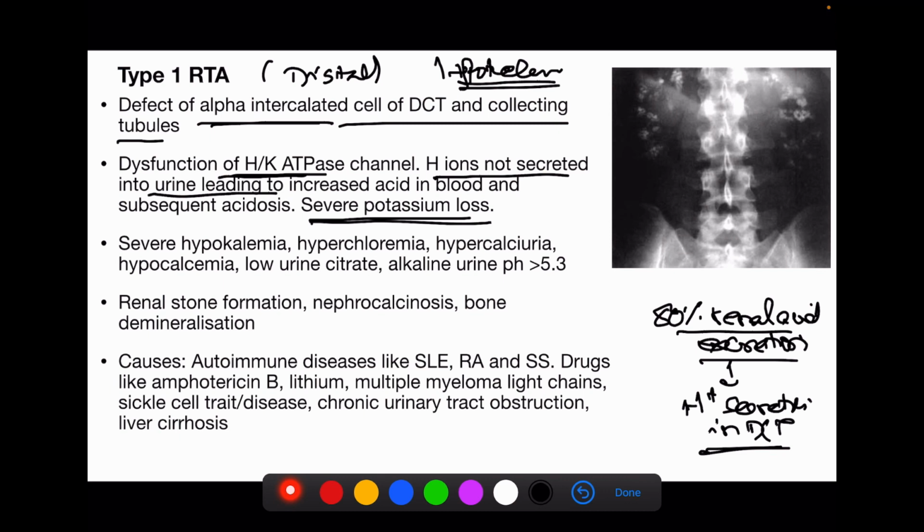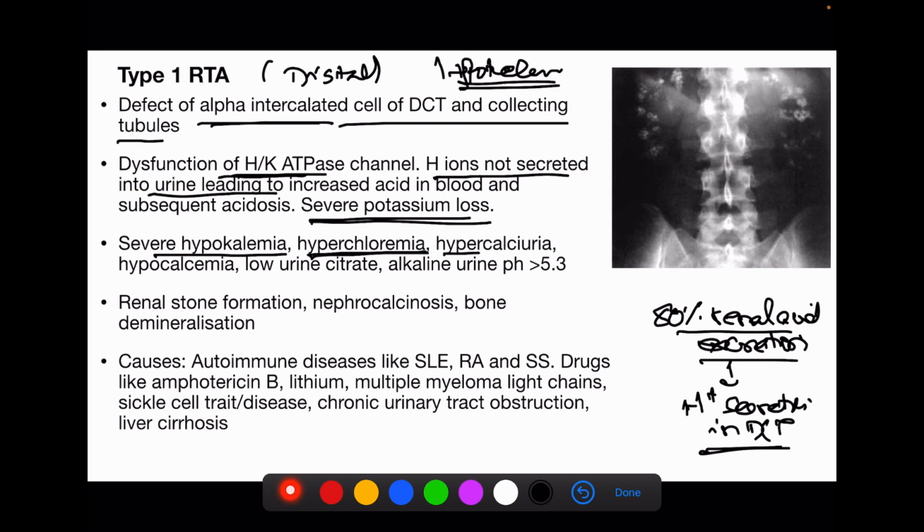The metabolic abnormalities that you can see are severe hypokalemia and hyperchloremia. Why does hyperchloremia occur? Just as I told before when explaining the mechanism behind normal anion gap metabolic acidosis, there is a tendency to maintain electrical neutrality. Because of bicarbonate loss, chloride is retained to maintain electrical neutrality.